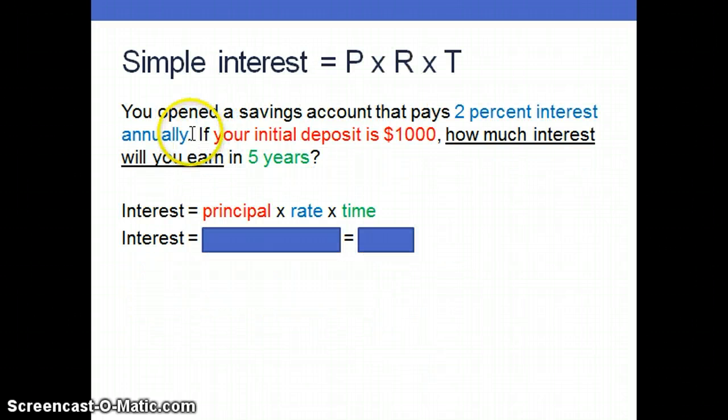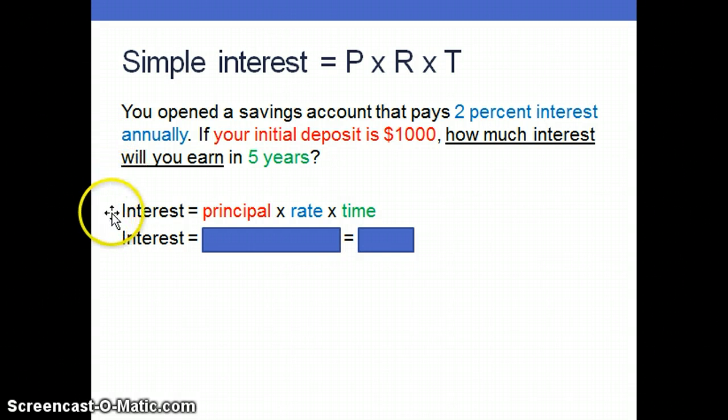Okay, so let's do a couple of problems. Here's your formula up at the top, simple interest, and I've shortened the formula. It equals P times R times T. That's principal times rate times time. Here's your problem. You opened a savings account that pays 2% interest annually. If your initial deposit is $1,000, how much interest will you earn in 5 years?